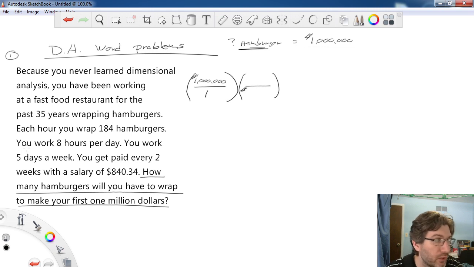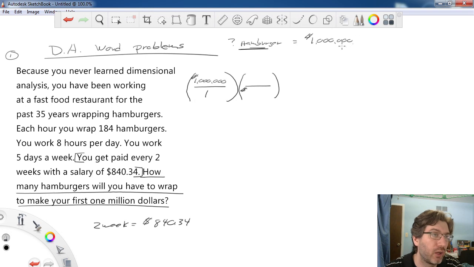That has nothing to do with dollars. You work 8 hours per day, nothing to do with dollars. You work 5 days per week, nothing to do with dollars. You get paid every 2 weeks, nothing to do with dollars. With a salary, ooh, here's dollars. I'm really looking at this sentence right here, and pulling it out of the context, it's saying every 2 weeks I work, I get $840.34. So there's a conversion ratio right there. It's not a unit rate, but it is a ratio that'll help me convert things, and it relates dollars.